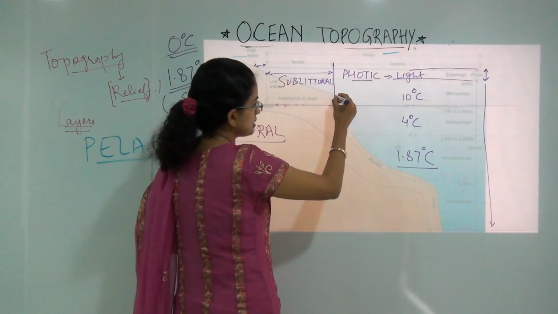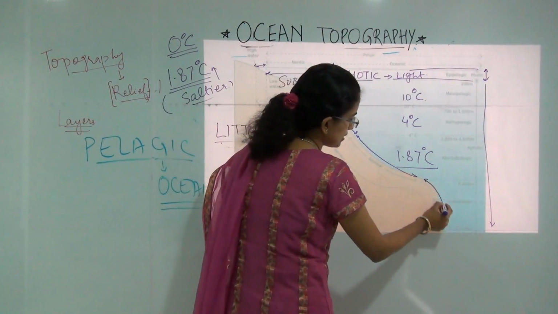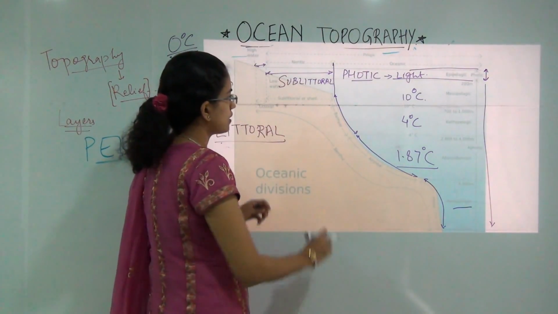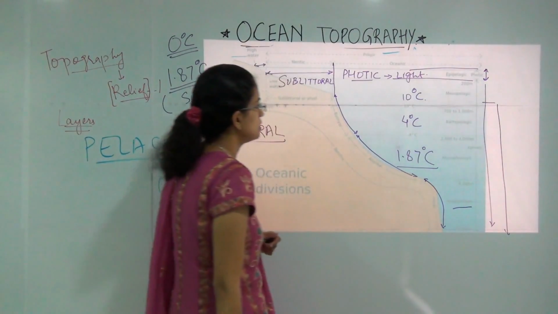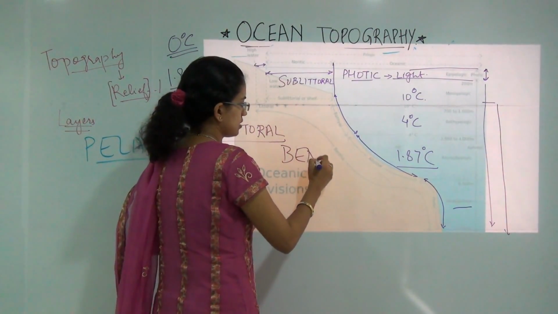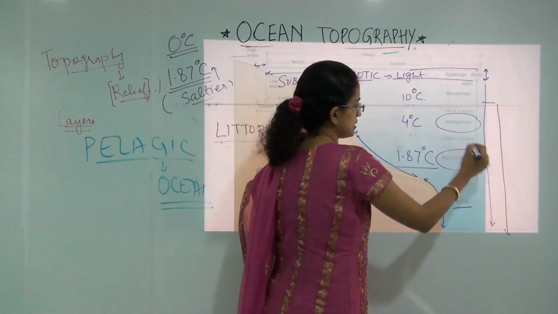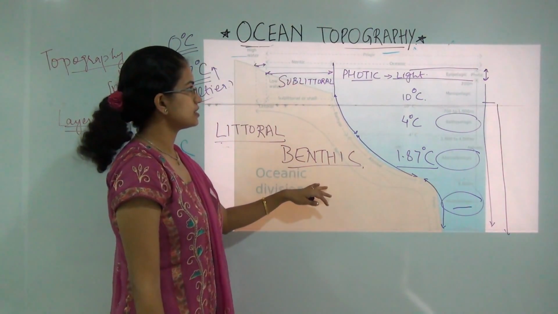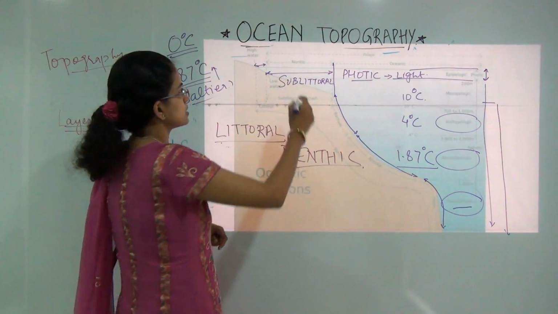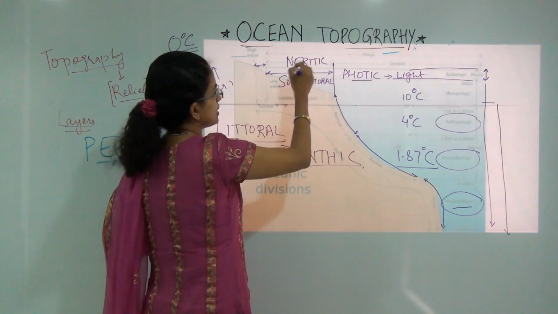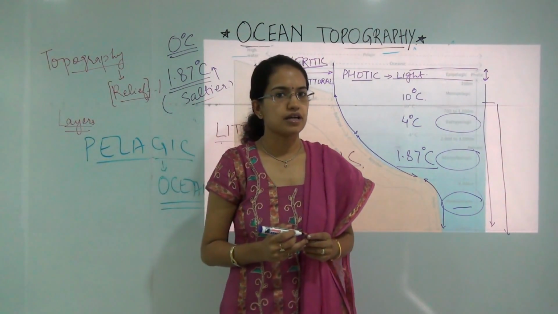And finally the next region is the benthic region. You have the abyssal region where you have the abyssal plains, and finally you have the hadal region which forms the hadopelagic zone. All these three regions together, starting from bathypelagic to hadopelagic, are known as the benthic region. Within the pelagic regions we consider the oceanic as well as the neritic regions, and this neritic region is the sublittoral region.